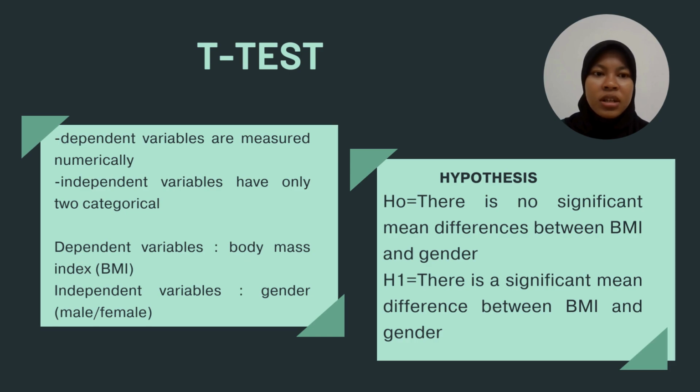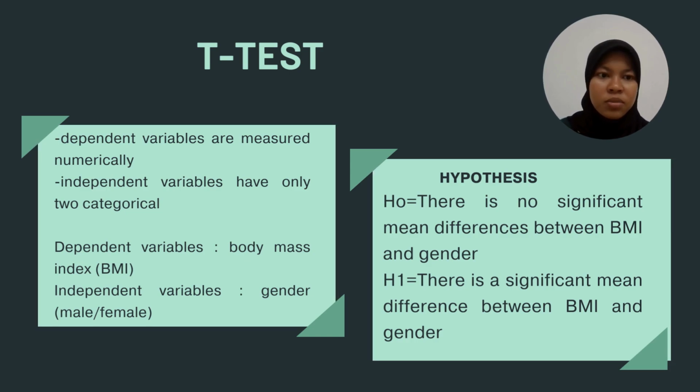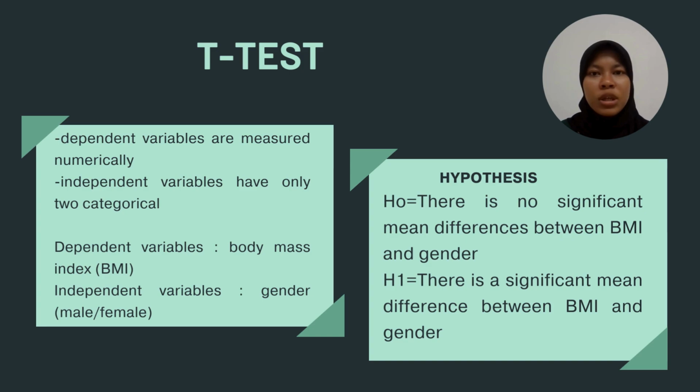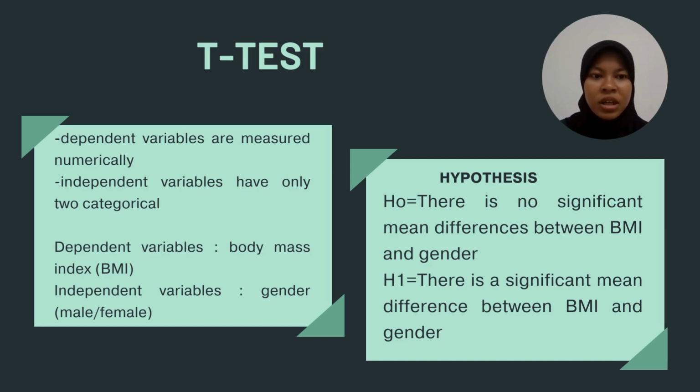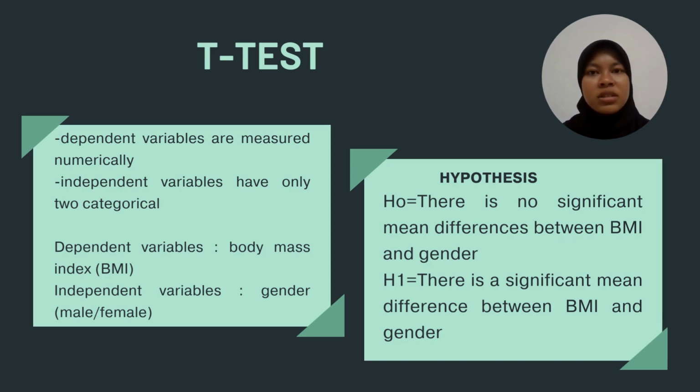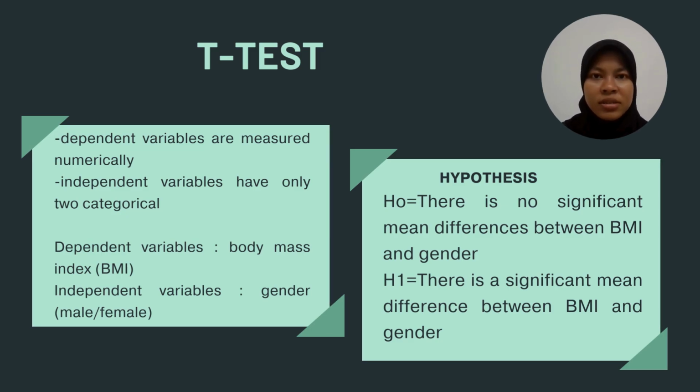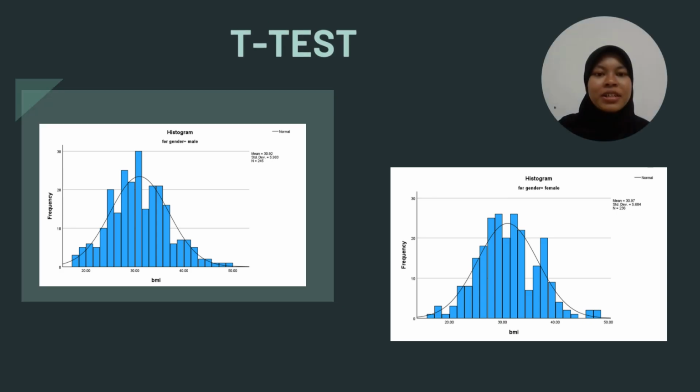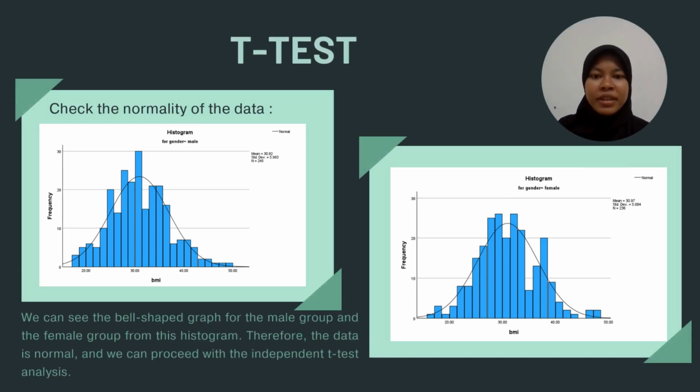For the null hypothesis, there is no significant mean difference between BMI and gender. And for H1, there is a significant mean difference between BMI and gender. So before doing the independent t-test analysis, we have to check whether the data is normal or not. From the slide, we can see the graph which has been generated from the SPSS.